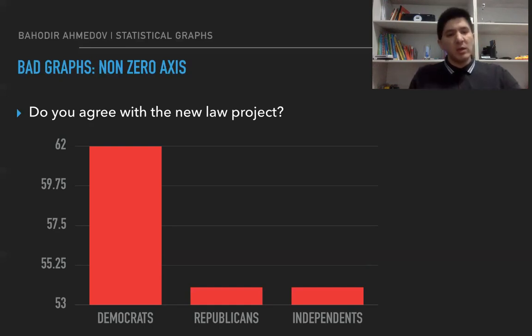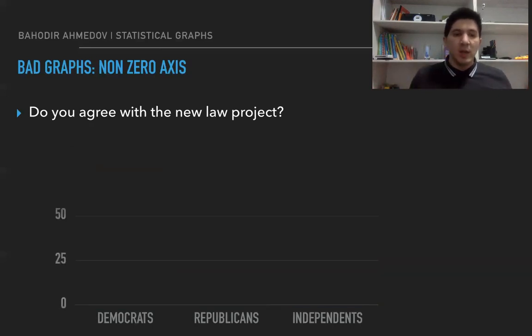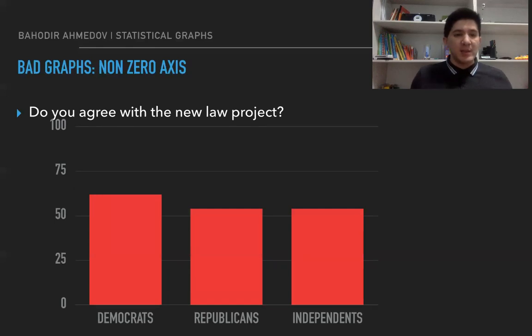If I look at the y-axis, it starts from 53 and ends at 62. So let's make it from 0 to 100 in order to see the real differences between the two categories. If I start from 0 until 100, I see the difference is not so big. So basically, by using different axis values for y, we can exaggerate the differences. This is one of the examples of bad graphs. So for us, it's really important to choose the proper graph in order to interpret the data points, and it's also really important for us to draw those graphs in a correct way.